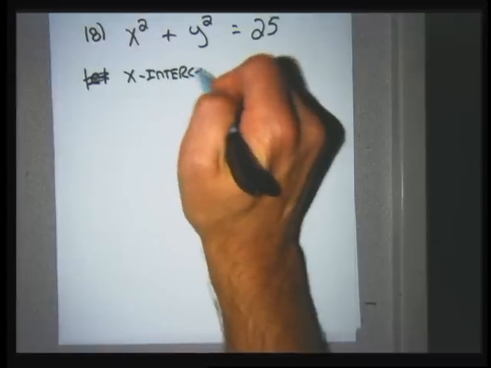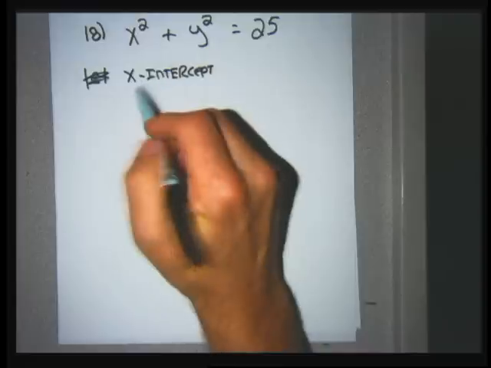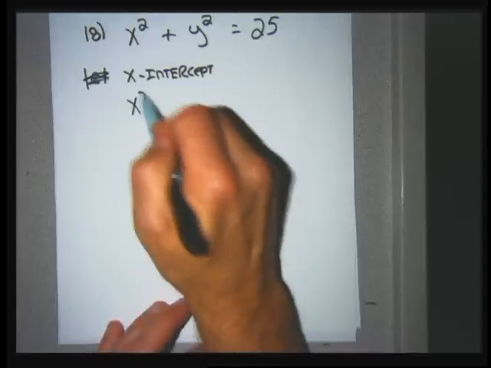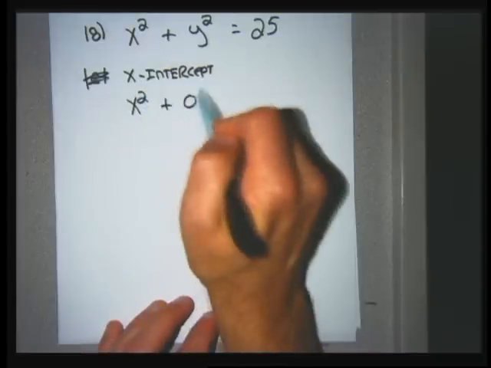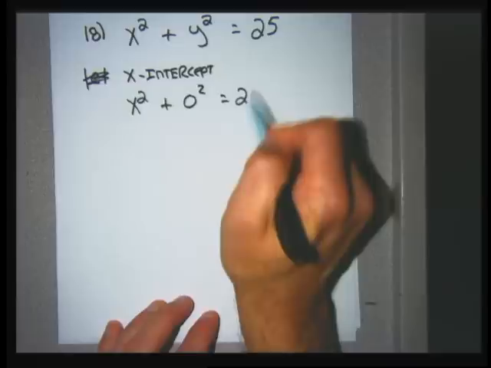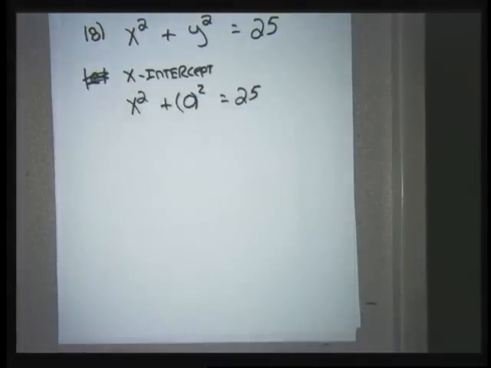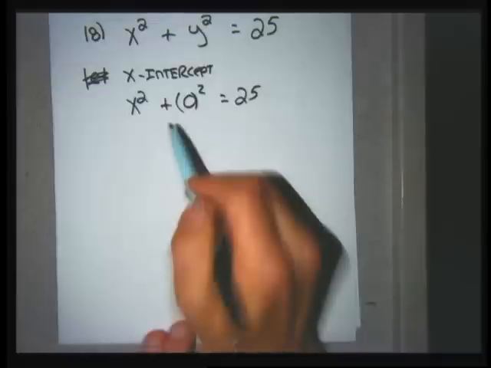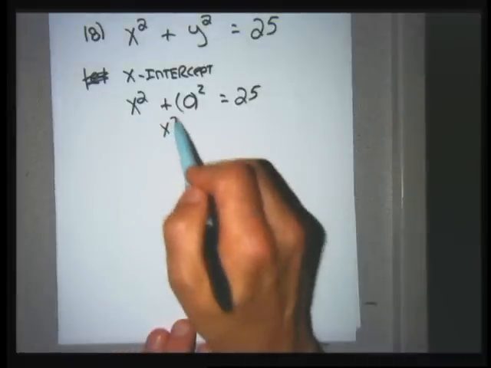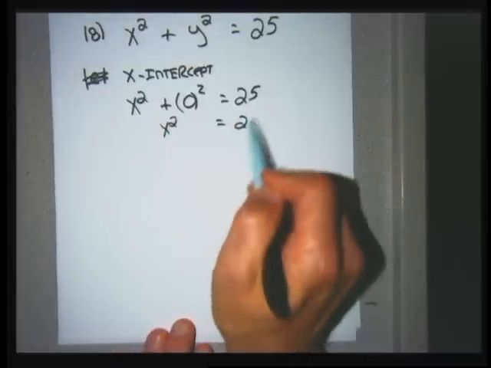So for the x-intercepts, I'm going to plug in 0 for y. So I'm going to go x squared plus 0 squared equals 25. Notice I didn't use parentheses there. I probably should have, but it really isn't necessary. 0 squared is 0, so the left side reduces to x squared plus 0 equals 25.